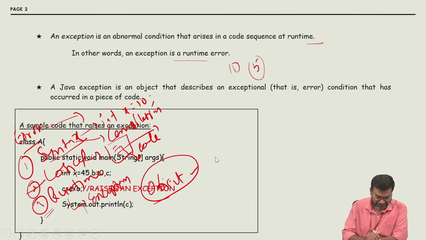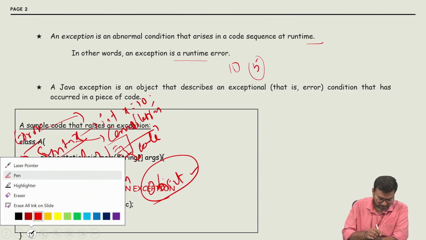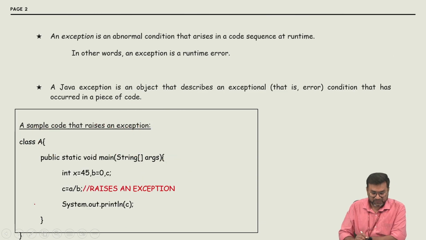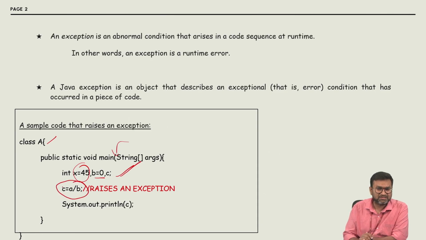Let us go to the next one. For example, if you see this code, here I have a class, and we have the starting method, the main method, because our program execution starts from the main method. Here I have declared three variables, one with value 45 and the second, B, with value 0. Syntactically everything is correct here. Just have a glance at the next statement, C equal to A by B. This is also a valid statement. Syntactically everything is correct.